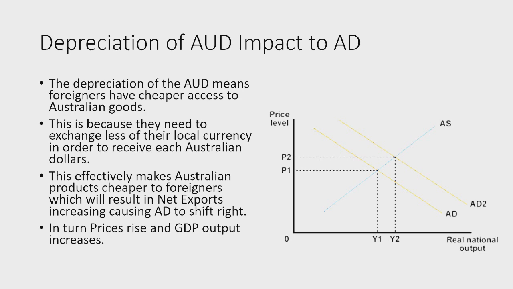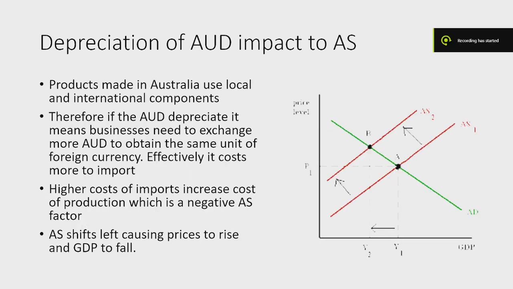Now we're going to see what happens to aggregate supply. Depreciation of the AUD has a completely different impact. You need to remember, crew, that when we manufacture stuff in Australia, not all of it, well, very rarely, every single component used to produce the product is made in Australia.